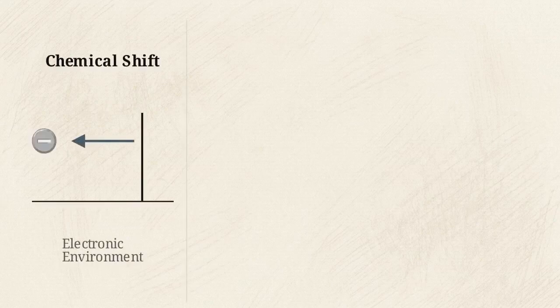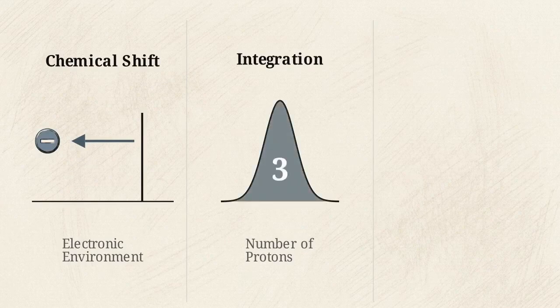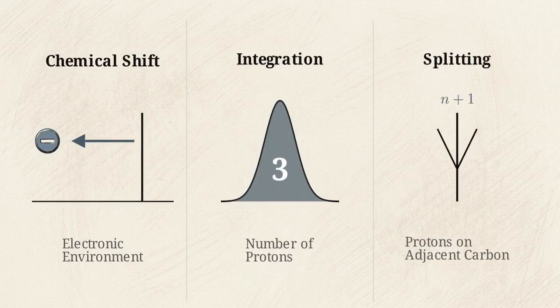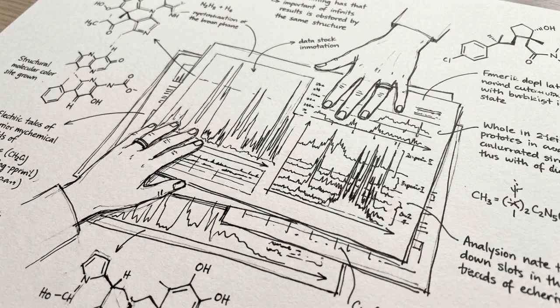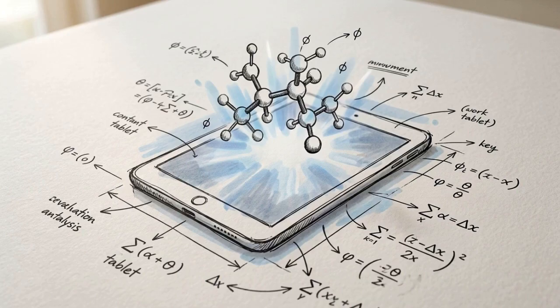To summarize, chemical shift indicates the electronic environment, integration reveals the number of protons represented by the peak, and splitting tells you the number of protons on the adjacent carbon. Following these 3 steps allows you to move from a series of peaks on a page back to the physical arrangement of the molecule.